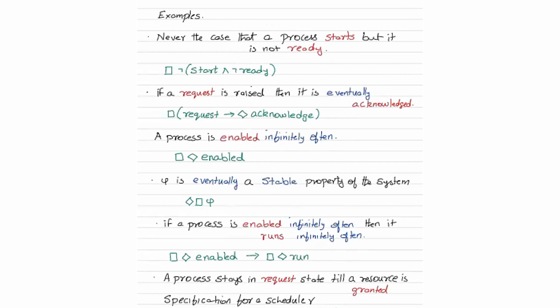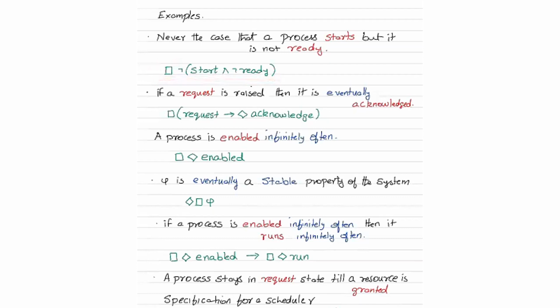Okay, so let's look at the first property, which says that it's never the case that a process starts but it is not ready. So how do you write it as a formula in LTL? So this box says it's always the case, right? So always the case what? It is the negation of this holds. The negation of what? The process has started and it is not ready, right? So this is the formula.